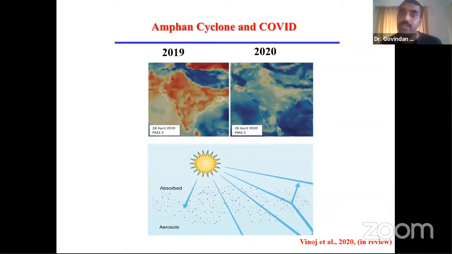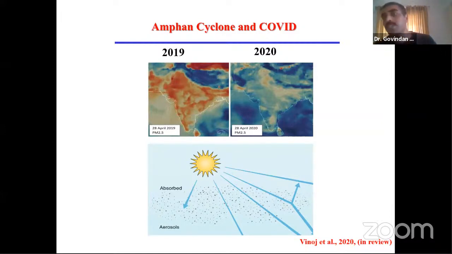So he says that the intensification of tropical cyclone Amphan is mostly due to the COVID lockdown, because there is less pollution. Why does this happen? Sun's radiation basically reaches the earth's surface directly. When there are a lot of dust particles, it will get reflected or scattered. When there is less amount of dust particles, a lot of radiation reaches the ocean surface, so the ocean surface will get heated up. This is producing very high sea surface temperature, and this is the reason for the rapid intensification of Amphan cyclone, it is said.